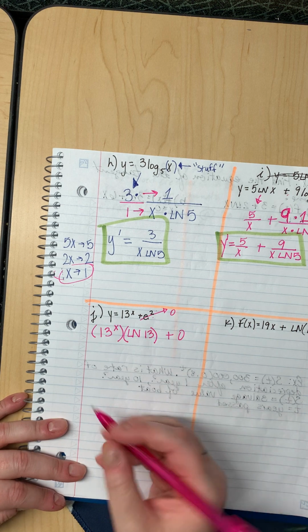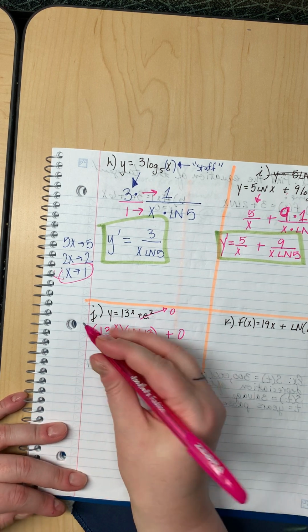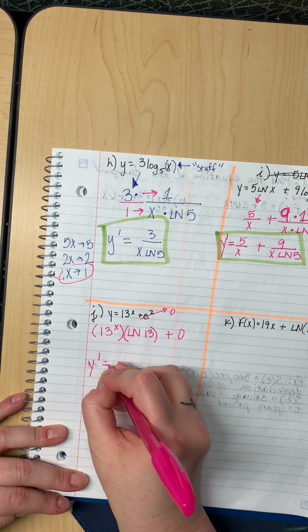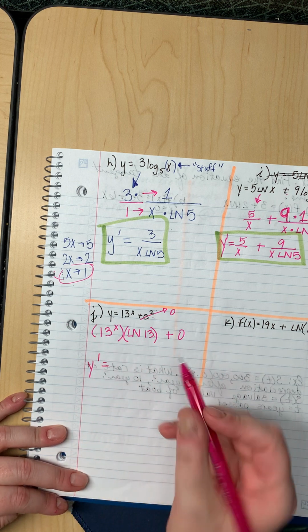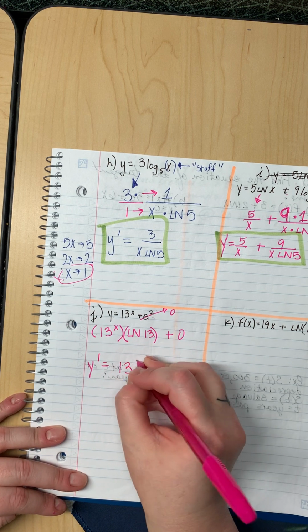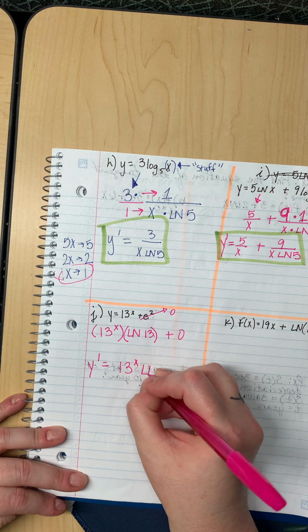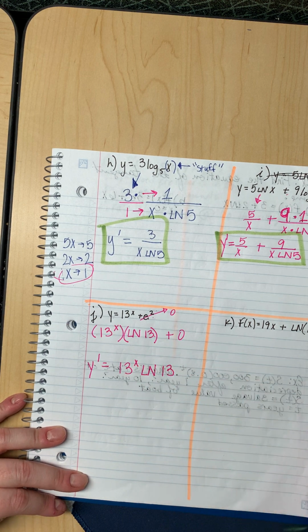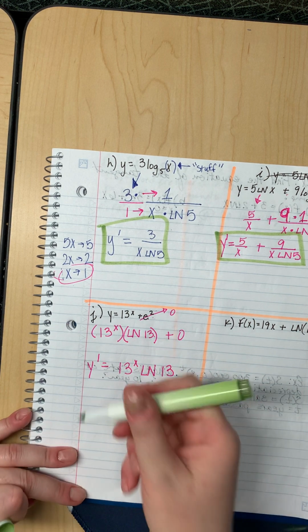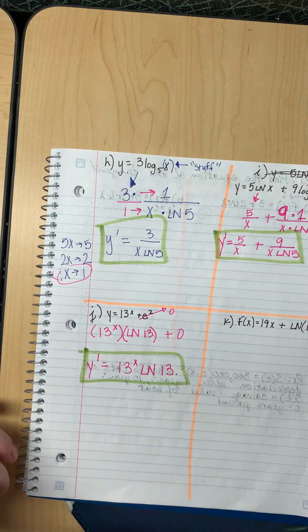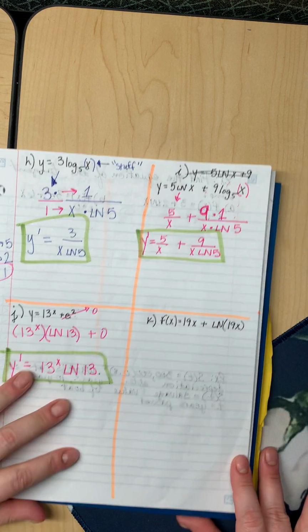Okay, so let's just clean it up. The derivative of the letter y is y prime. And then I'm just going to smash all this together. 13 to the x, and then right next to it, ln 13. Whoa, awkward. Okay, let's go to k.